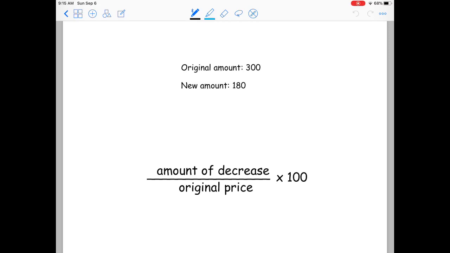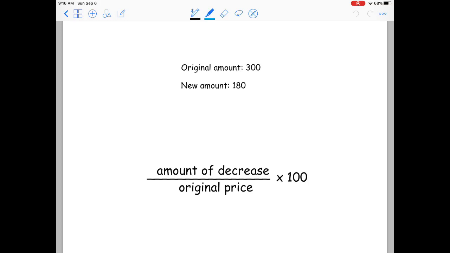Hello everyone, welcome back. Today we are going to be talking about percent decrease and what that looks like in a word problem. So we have our original amount of 300 and then we have a new amount of 180. So we need to find the percent decrease, and what we do is we need to use this equation.